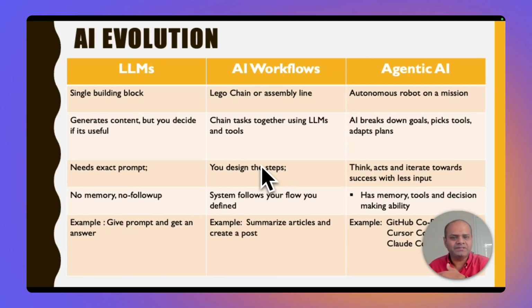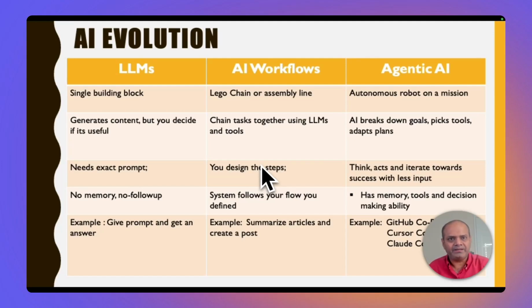An AI workflow is amplifying that to the next level, where you're creating a chain of prompts and a chain of steps. Say you want to write an article: you summarize it and you write the article, and it's producing that output. It's a chain of tasks strung together using LLMs and tools to give you an output. But again, the human is putting together those steps. It knows what step to take one after the other. So the human is involved, and it just follows the steps that you provided.